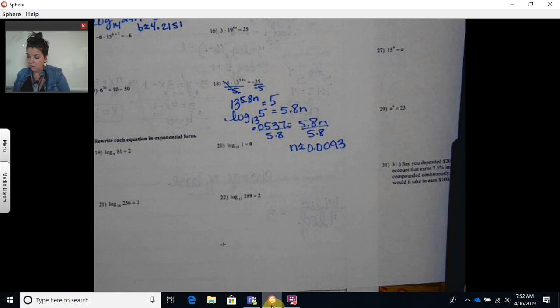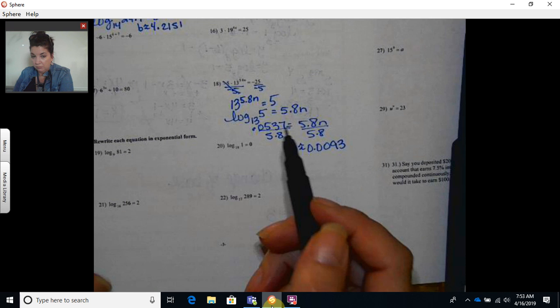Okay, 19 through 22. Write each equation in exponential form. I mean, seriously, we're going to get points for this? On 19, what would that be in exponential form? Remember the Snell method.